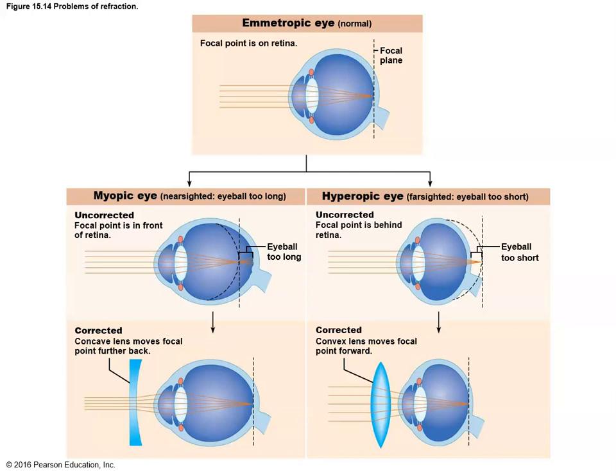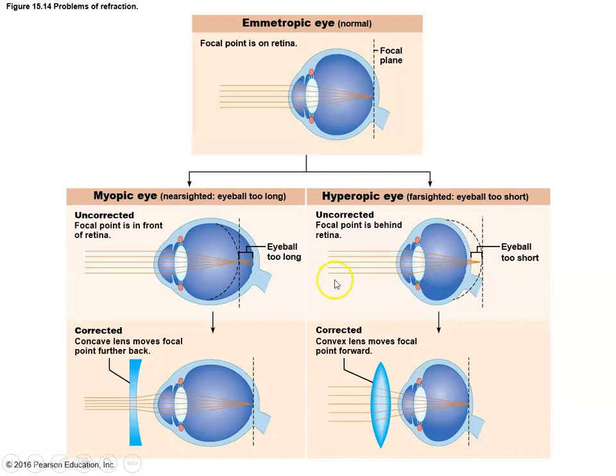What's happening here is the light comes into the eye, it's focused through the lens, and by the time it gets to a nice focused point, it's already gone past the retina. So it's theoretically focusing that image behind the eye. So when it got to the retina, it wasn't fully focused yet.